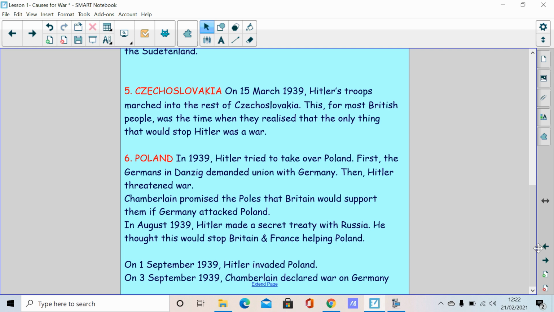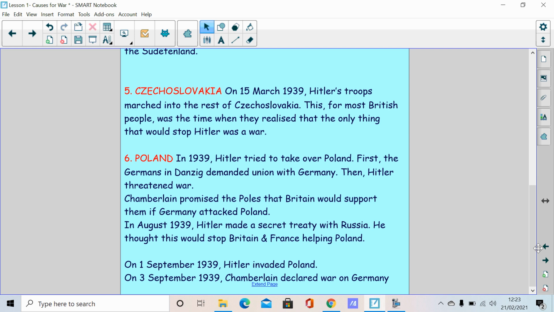And then later in 1939, Hitler tried to take over Poland. First, the Germans in Danzig demanded union with Germany, so they tried to do it peacefully, but then he threatened war. Chamberlain, like I said, promised the Poles that Britain would support them if Germany attacked. And then in August 1939, Hitler made a secret treaty with Russia, a really strong power at that point, still is. He thought this would stop Britain and France helping Poland. He believed that if he had a big supporter like Russia behind him, Britain and France would back away and let him invade Poland.